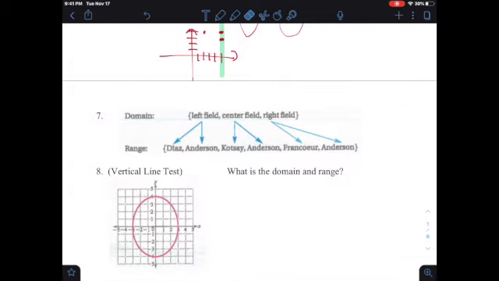And now another way we can take a look at the domain and range. Again, if the domain is used twice, then it's not going to be a function. So number 7, is that a function or not? Well, it's not going to be a function because the domain is used twice. Twice here, twice here. So not a function.